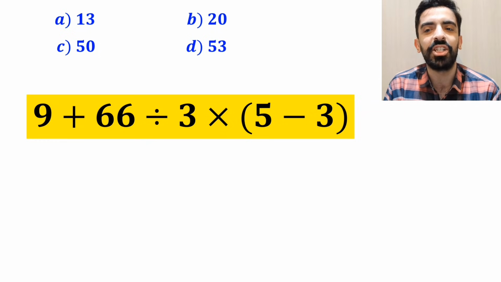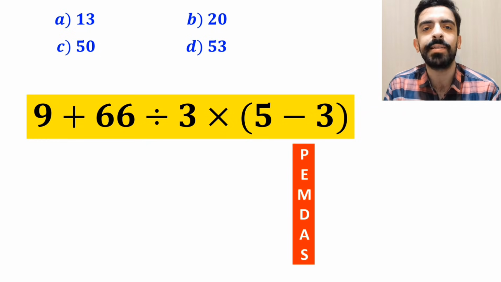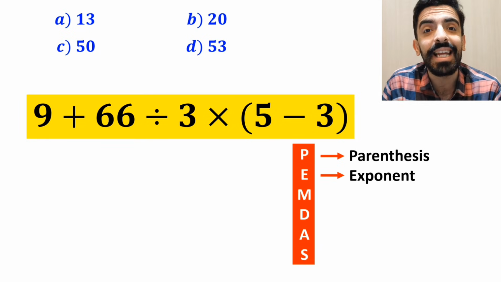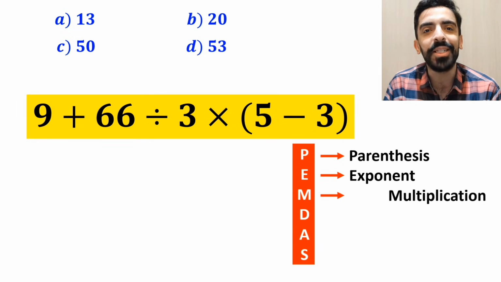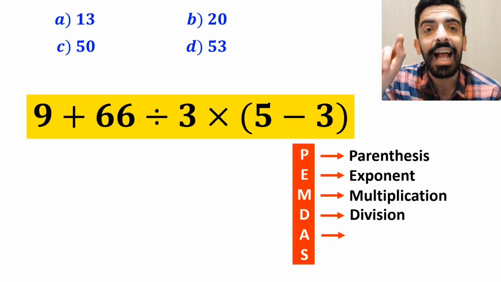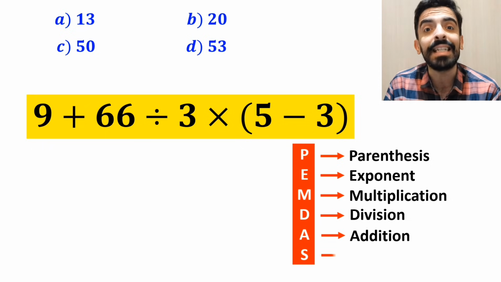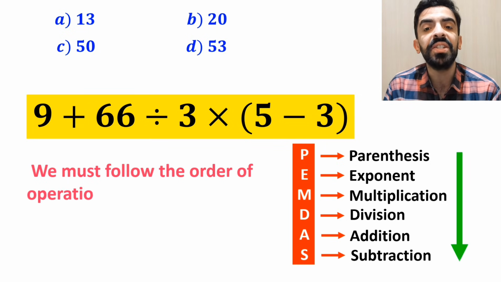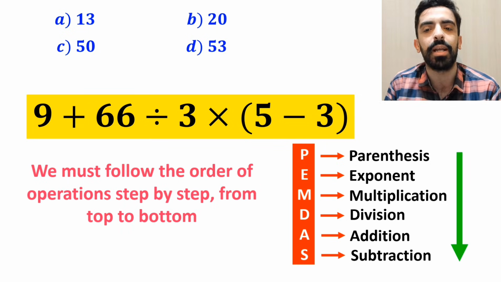To solve this question, we must follow the PEMDAS rule. In this rule, P stands for parentheses, E stands for exponent, M stands for multiplication, D stands for division, A stands for addition, and S stands for subtraction. We must follow the order of operations step by step from top to bottom.